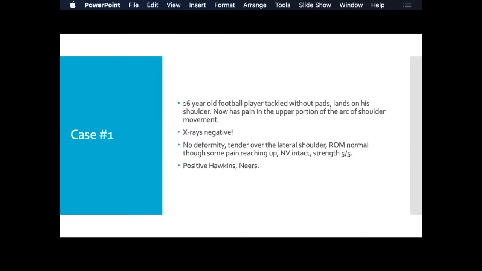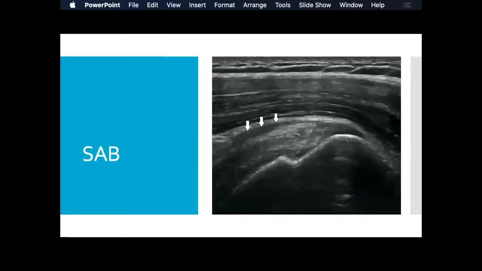Tender over the lateral shoulder. Range of motion is normal, though he's starting to get pain when he gets into the motion of reaching up. Nerve intact and strength is 5 out of 5. And also while I was on his exam, he has a positive Hawkins and a positive Mears exam. So, subacromial bursitis. We had shown this before.